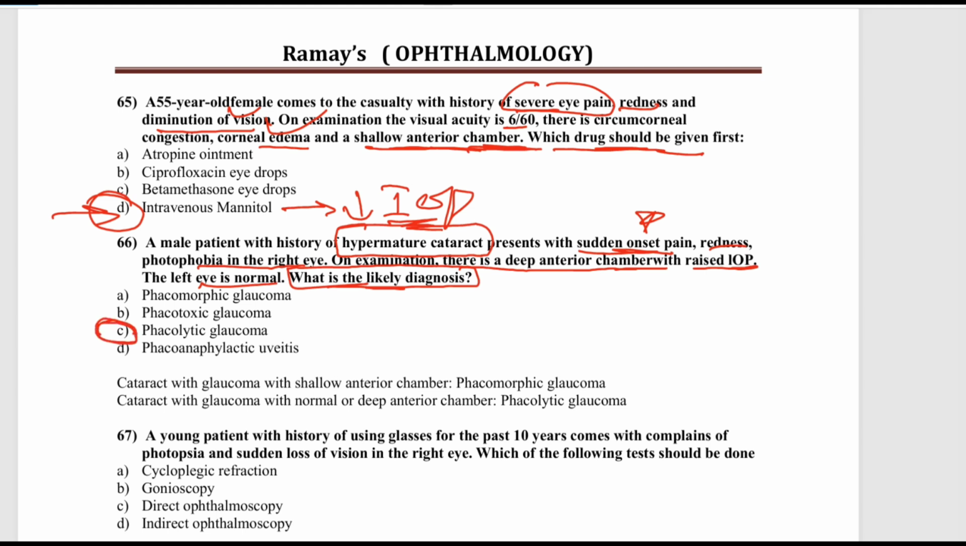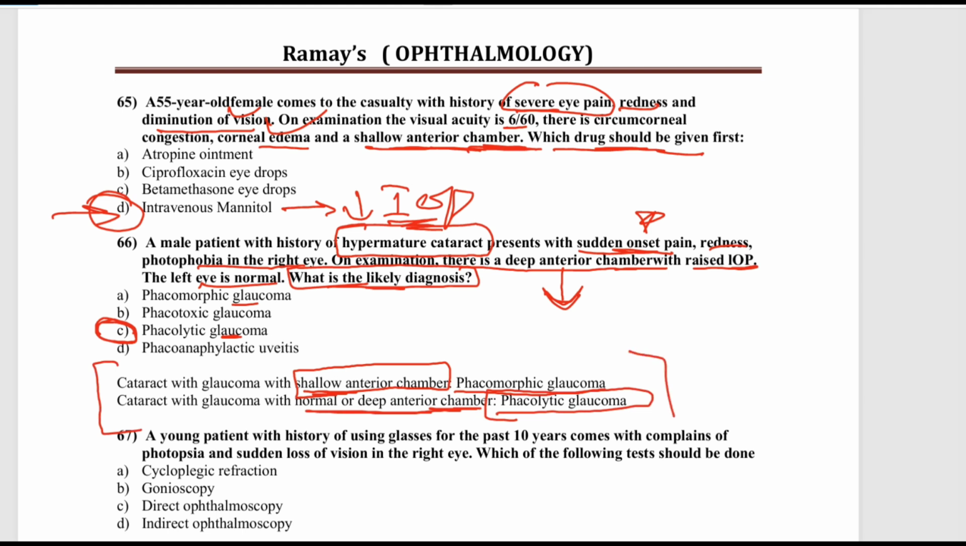So how do we differentiate between phacomorphic and phacolytic glaucoma? Look here: cataract and glaucoma with a shallow anterior chamber will be phacomorphic. Cataract and glaucoma with a normal or deep anterior chamber is phacolytic glaucoma. These are very important points.